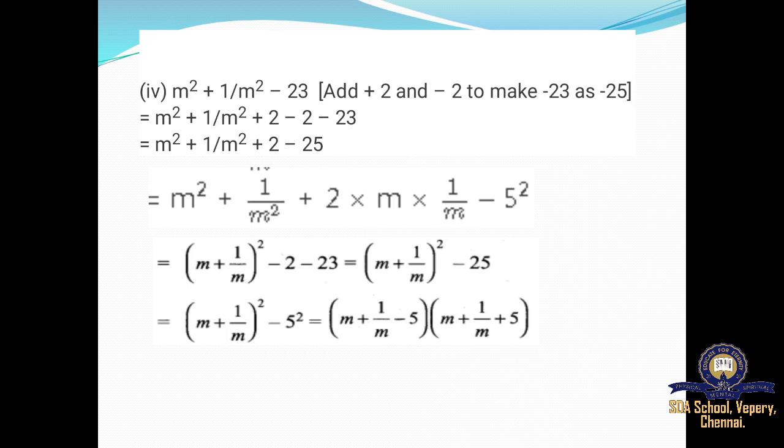In the third step, what have I done? I have added the 2 and 23. That is, minus 2 and minus 23 will give me minus 25. Right? Let it be as it is. Now, the first 3 terms, that is m square plus 1 by m square plus 2, you have, right?